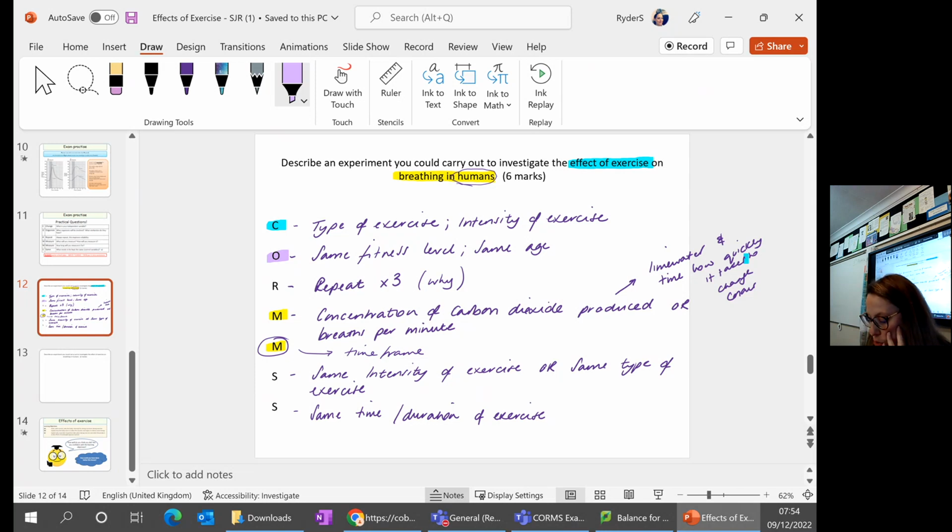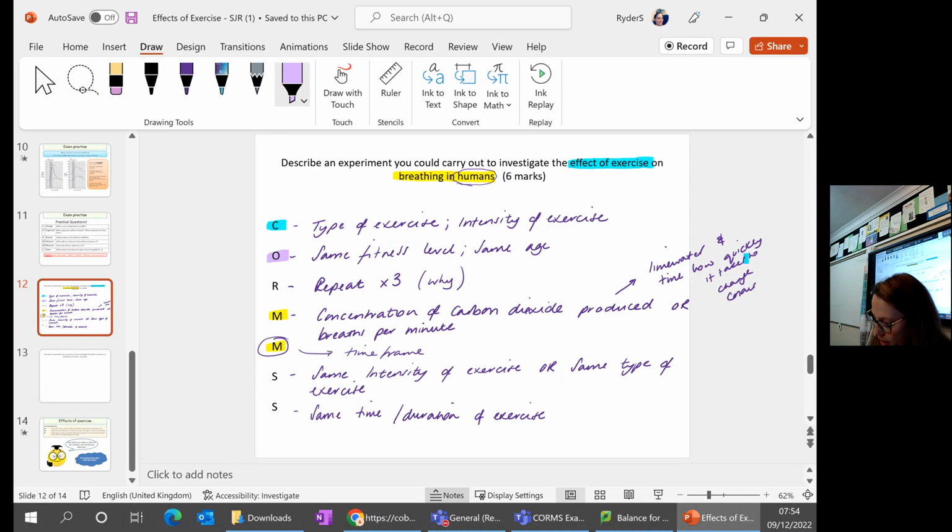Okay. Now, what you're keeping the same does depend on what you're changing. So here I've put same intensity of exercise or same type of exercise, but there also are independent variables. Okay, so depending on which one I've put, depends on which one I will try and keep the same. So if I've said I'm going to change the intensity of exercise, then I'm going to need to keep the type of exercise the same. And vice versa, if I say I am going to change the type of exercise, I'm going to have to keep the intensity of that exercise the same. Okay, as much as I can.